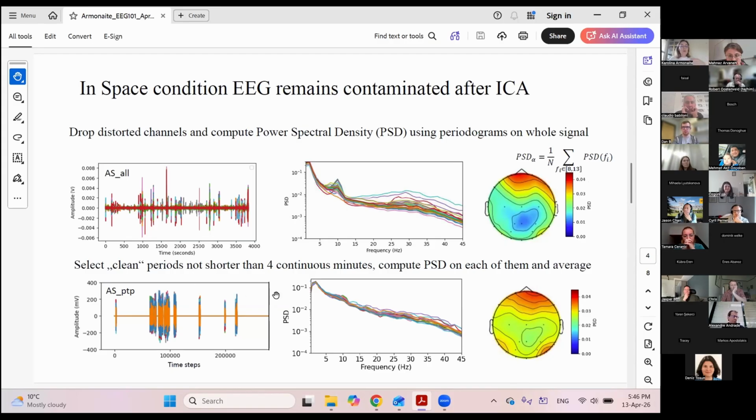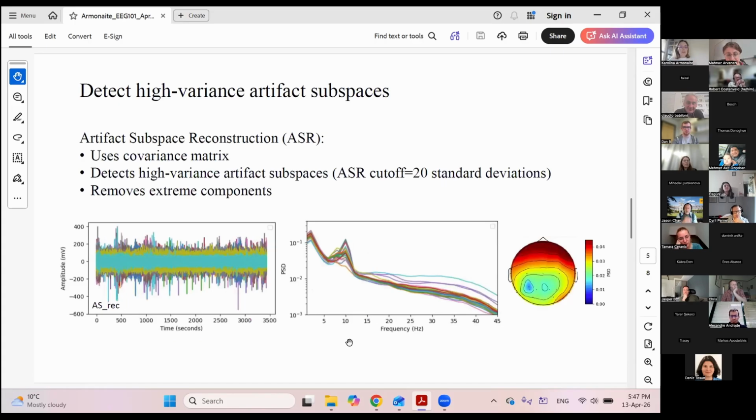Then we try to identify in those signals clean periods, not shorter than 4 minutes, and then proceed with the power spectral density analysis, apply the Fourier transformation, and then average across those clean trials. But what we observe is reduced delta power, but we also flatten the alpha power and still see the frontal dominance. Then we deploy the third method to reduce those artifacts.